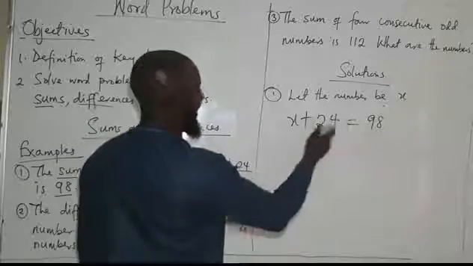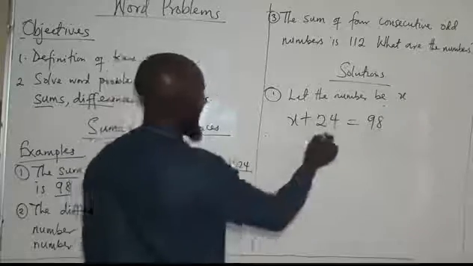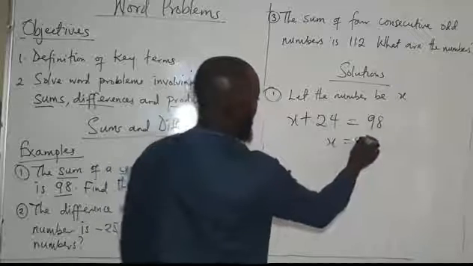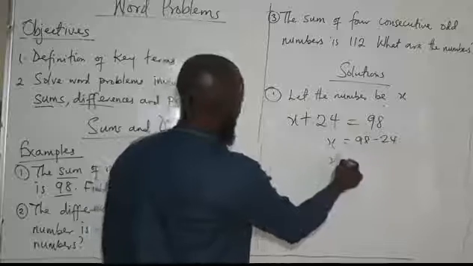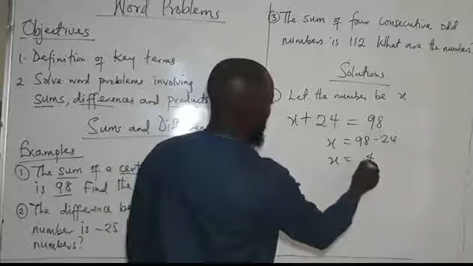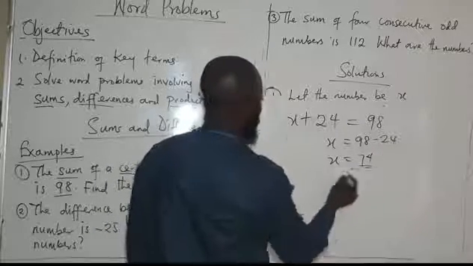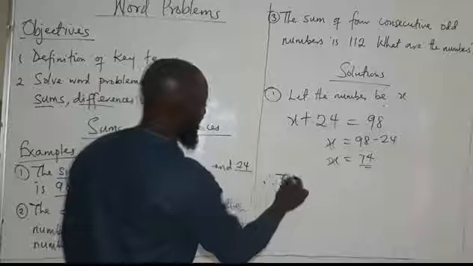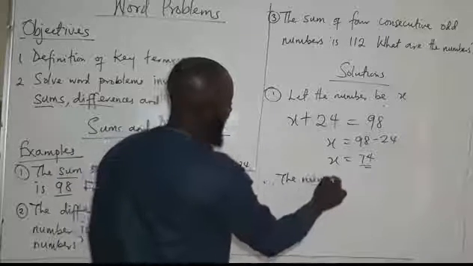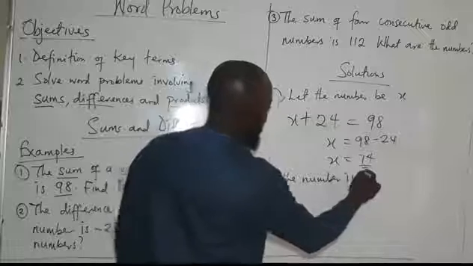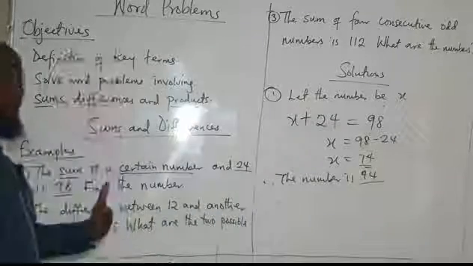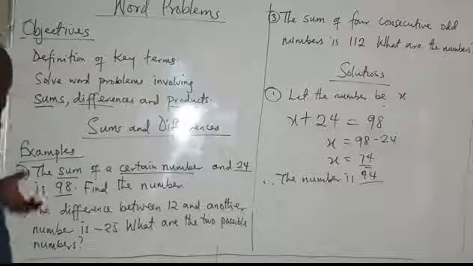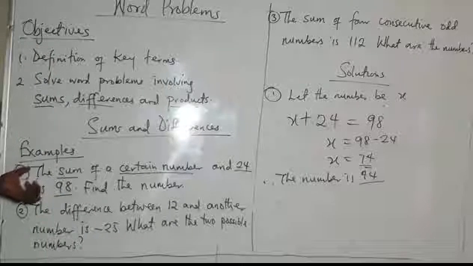So in this case, we subtract 24 from both sides. So in that case, we're going to have x equals 98 minus 24. So that gives x equals 74. So we can say therefore the number is 74. So that is that. You can see we're moving from simple to complex now. So you can see how this is being addressed.